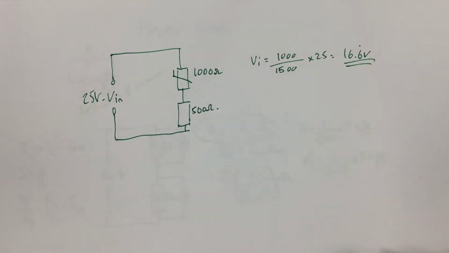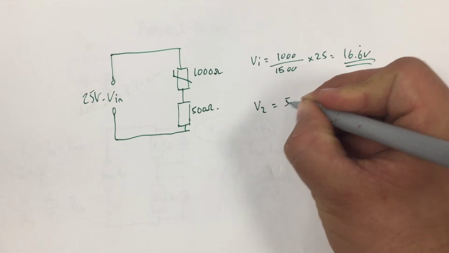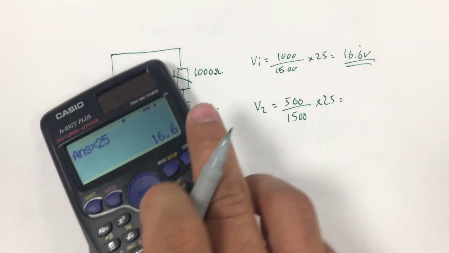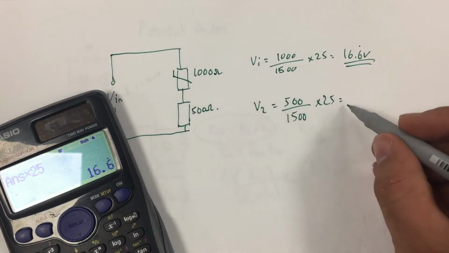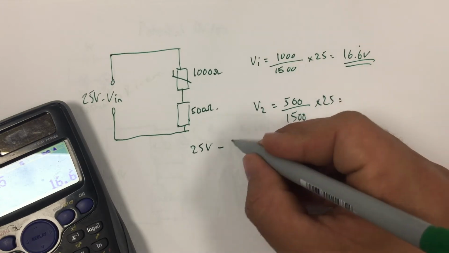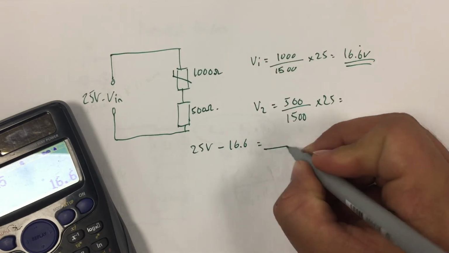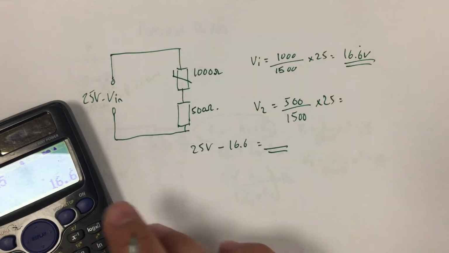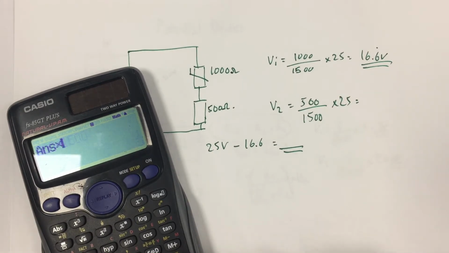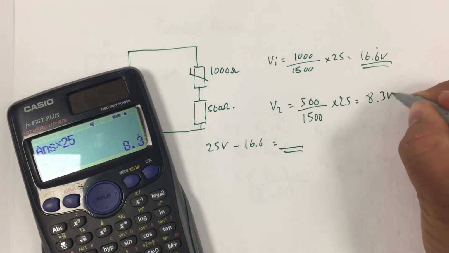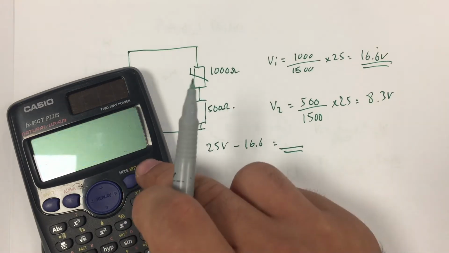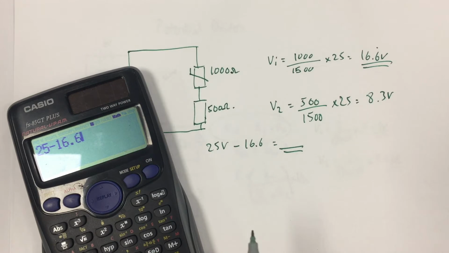as our voltage across my thermistor. If I did it for V2, it would be 500 divided by 1500 times 25, and I don't necessarily have to do this calculation again, by the way. What I could do is go, well, I've got 25 volts going in. If 16.6 volts are going there, whatever's left is going to be the voltage here. But let's just prove that. So first let's do it this way. 500 divided by 1500 times 25. So we get 8.3.